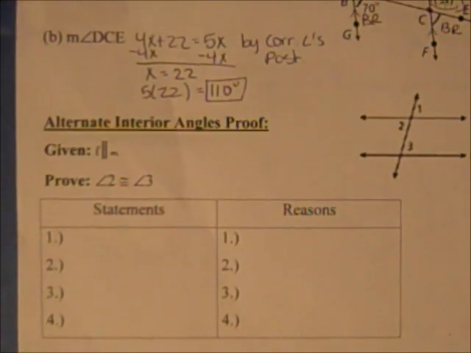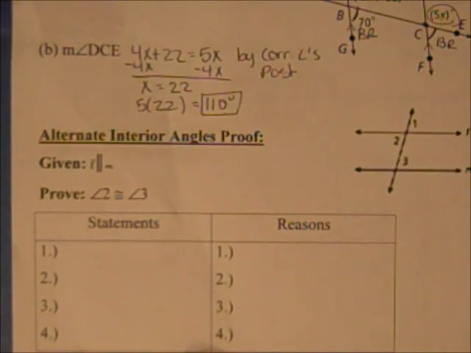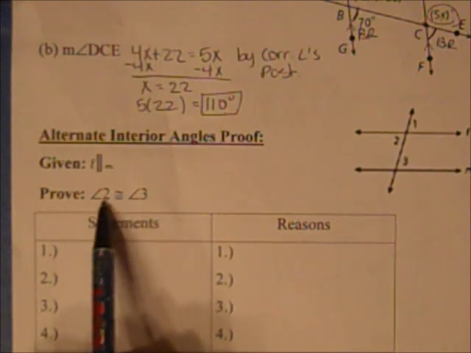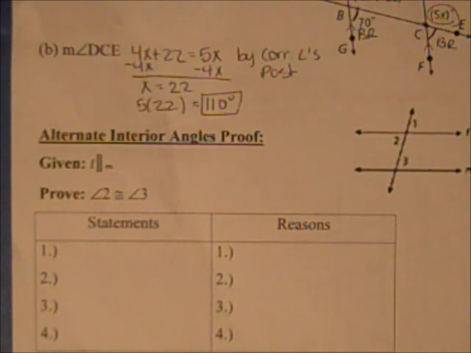Okay, alternate interior angles proof. So you have the alternate interior angles theorem in your vocabulary grid, but we're going to prove why it's true. And from here on out, every time you see alternate interior angles, you can just go straight to the fact that they're congruent. You don't have to take this step. But for now, I'm going to show you why that's true.